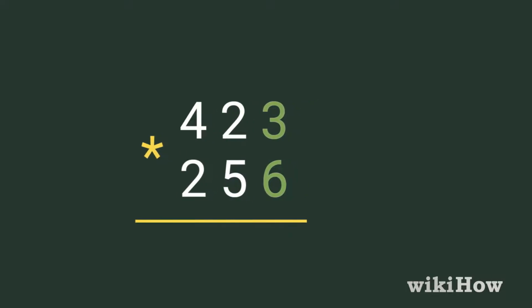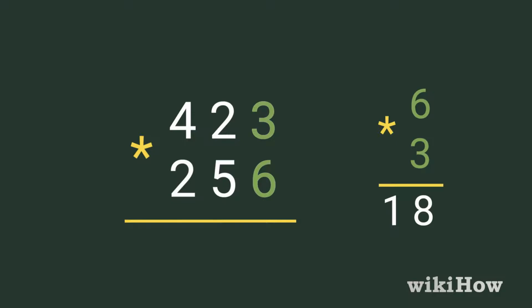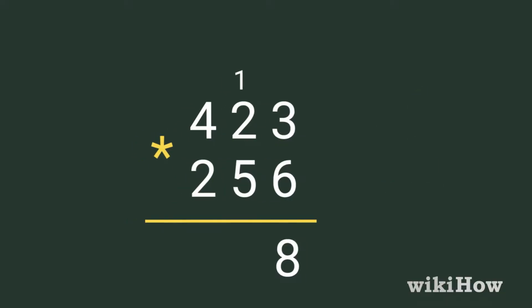To multiply bigger numbers, place the larger number on top of the smaller number. Then, multiply the last digit in the bottom number by each individual digit in the top number. If your answer is a two-digit number, use the digit in the ones place as your answer, and carry the digit in the tens place to the next digit in the top number.